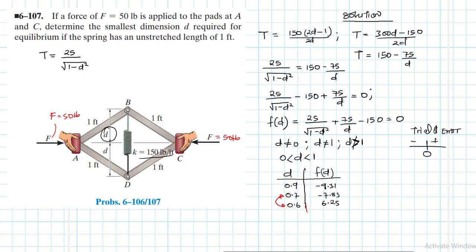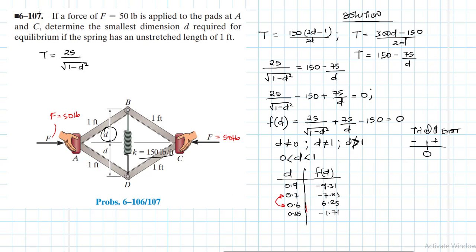So get the average of that so that we see what we get. We need a value that is going to come closer to 0. So 0.7 plus 0.6 divided by 2 is 0.65. So let's try this. 1 minus 0.65 squared, root of that, 25 divided by that, plus 75 divided by 0.65, minus 150. All right, the value reduces a little bit, 1.71.